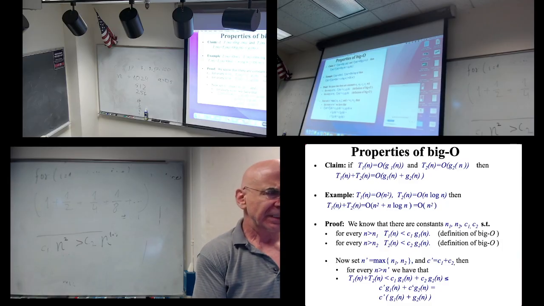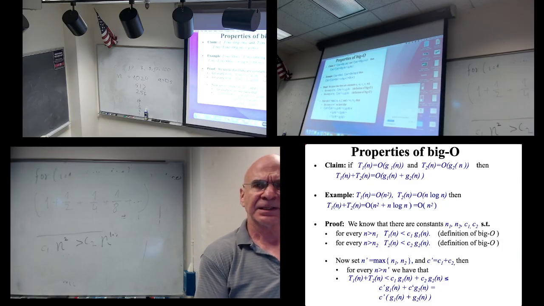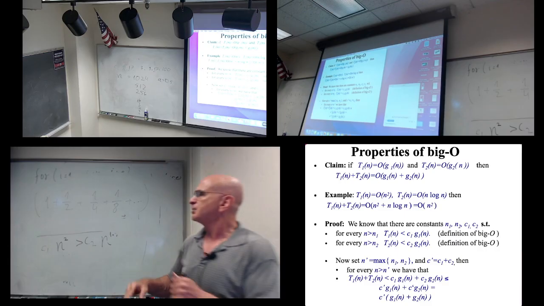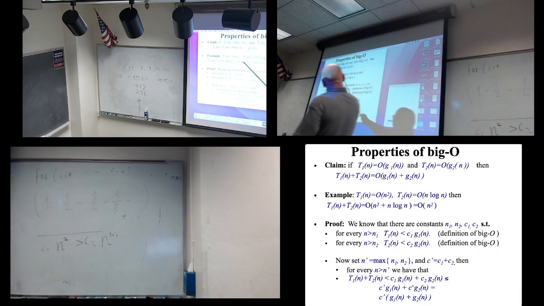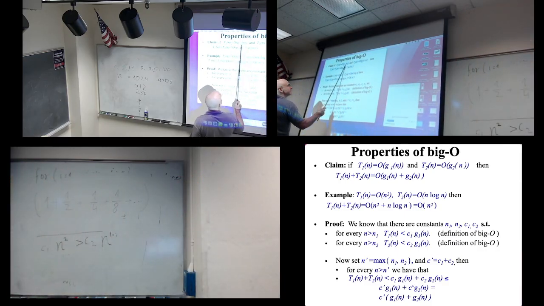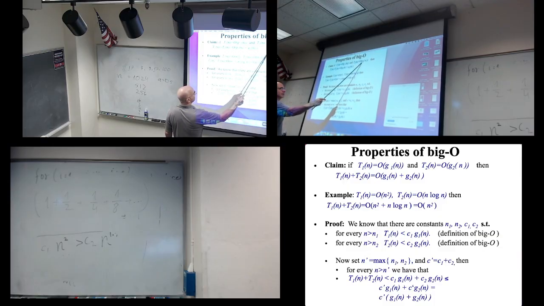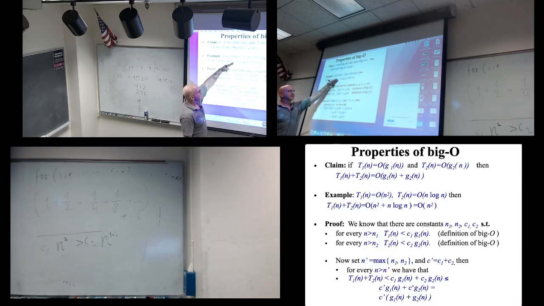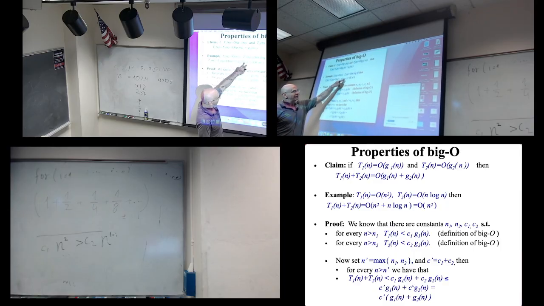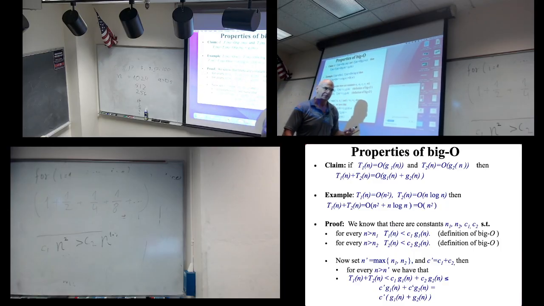Okay, just properties of big O. I'll let you figure out the details at home. If you have one function that runs in n squared, one function that runs in n cubed, and one function that runs in n log n, then when you do the first one and then the last one, it's order of n squared plus n log n, which is just order of n squared.